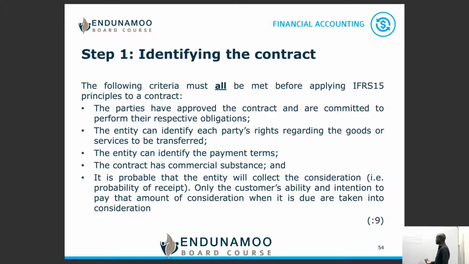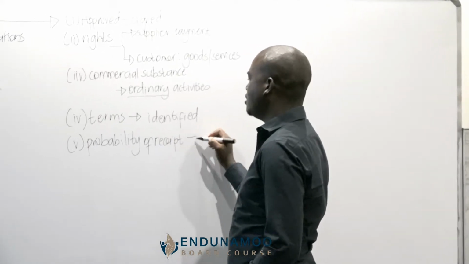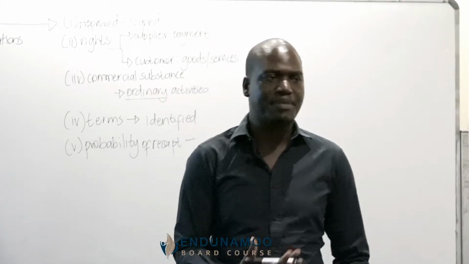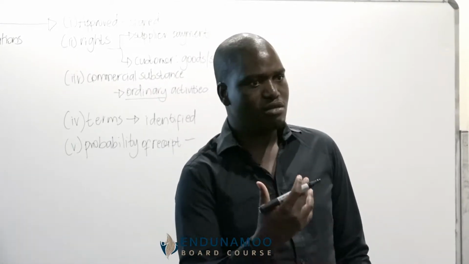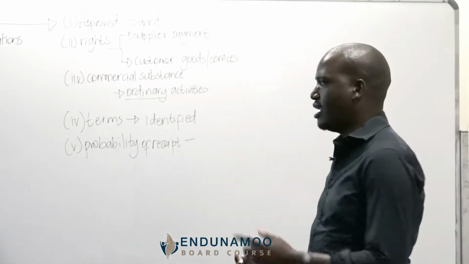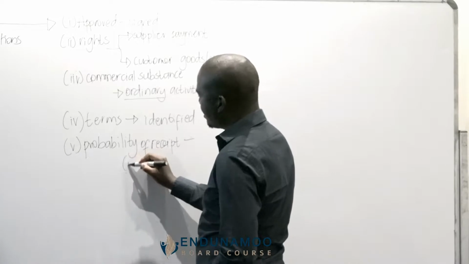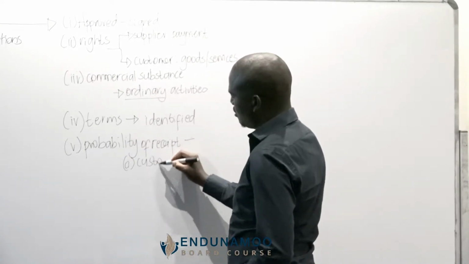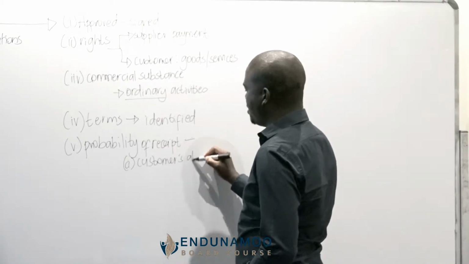Then the last thing is to consider the probability of receipt. So now that we have agreed that you will pay so much under this particular contract, is it likely that the supplier will get all its money from the customer? And the standard says two things have to be considered. Number one, it is whether the customer has got what? The ability to pay. So we have to look at the customer's ability.